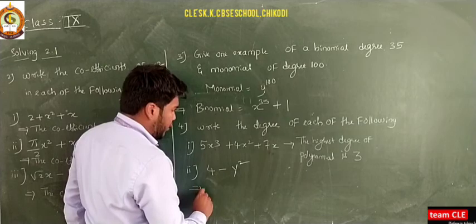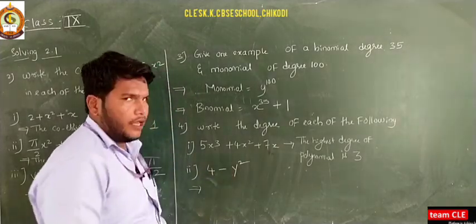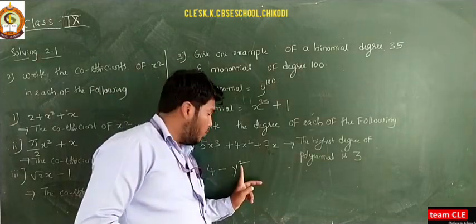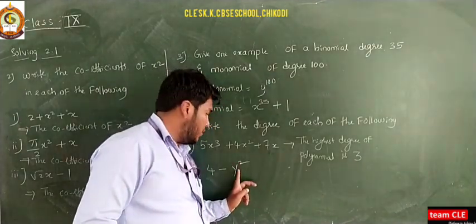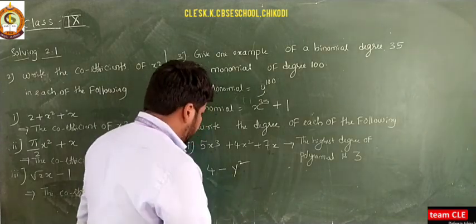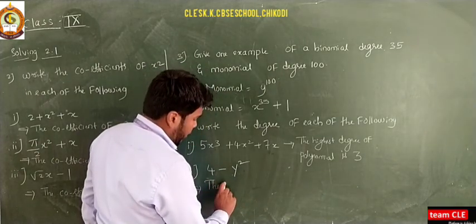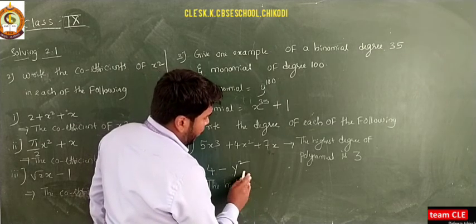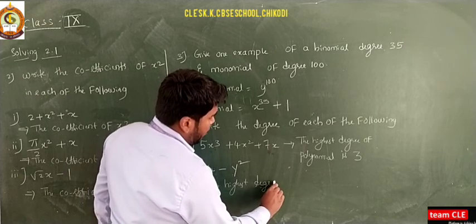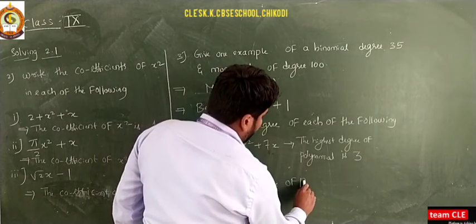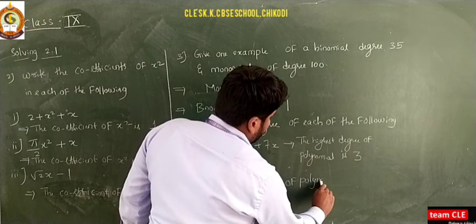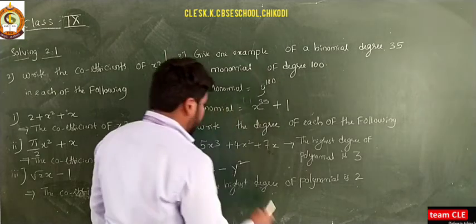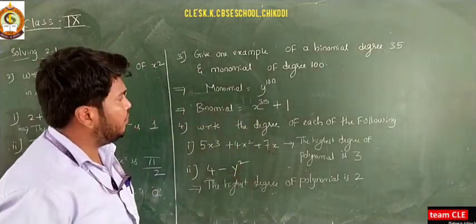Similarly, what is the highest degree of this polynomial? You should not see any operation. You have to see the variable and the power of the highest variable. The highest term here is y square. So the degree of the polynomial is 2 here. Okay, so please note down, these are some of the examples I have solved.